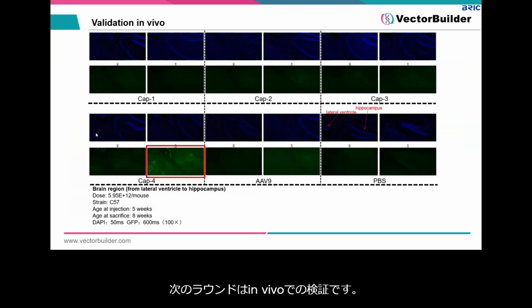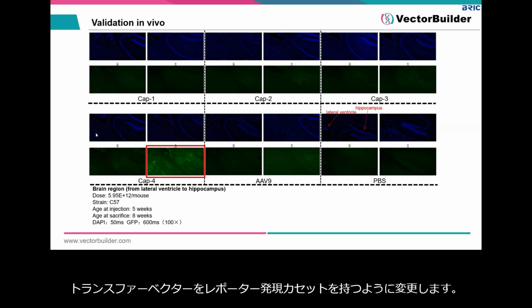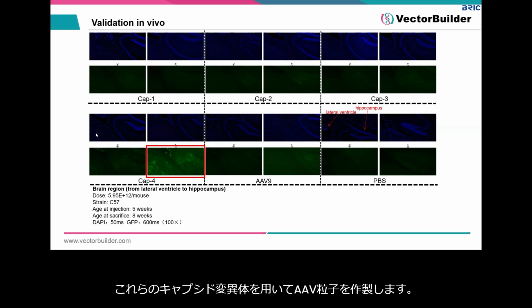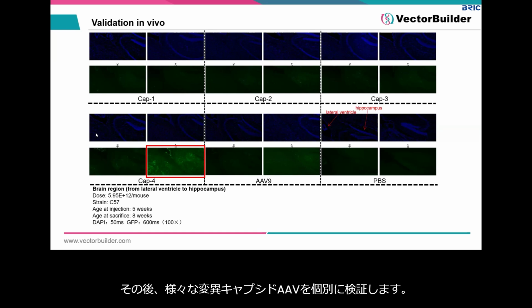The next round would be the validation in vivo. After mutant selection, we will individually package the AAVs with these mutants. We change the transfer vector with reporter expression cassettes. We will package these viruses with the capsid mutants in the packaging system. We use the constructed capsid expression vector to do packaging, and after that we can validate different mutants individually.